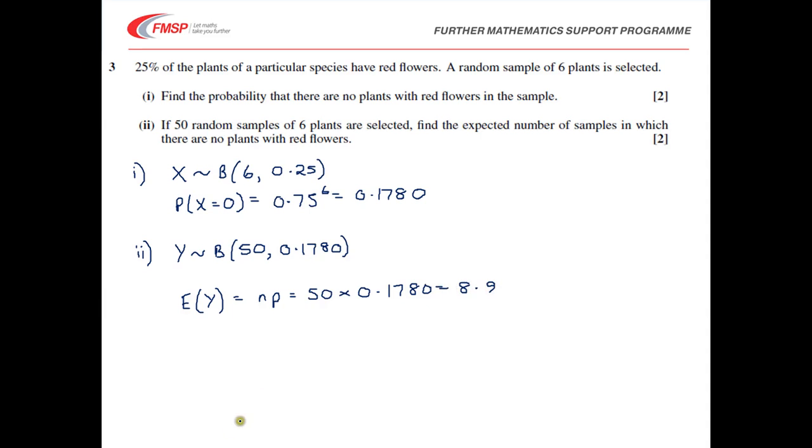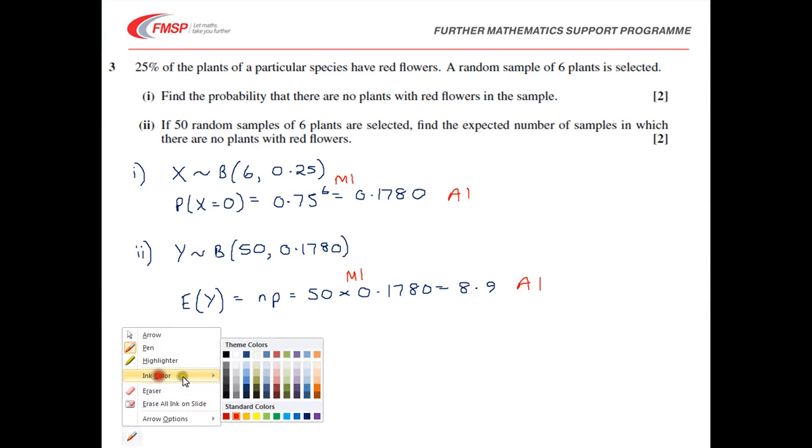Okay, mark scheme for that question. A method mark for 0.75 to the power 6 and an accuracy mark for 0.1780. And for part 2, a method mark for doing np and an accuracy mark for getting 8.9.